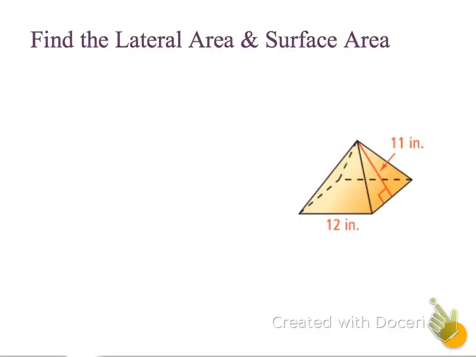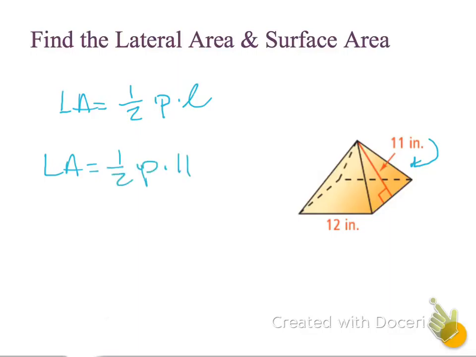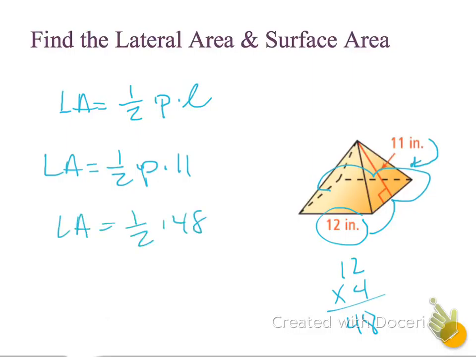Okay, so find the lateral area and surface area of this. So we said the lateral area was 1/2 times P times l. Okay, so l in this situation is that slanted height, so this is going to be l, so 11. 1/2 times P times 11. And then we need the perimeter of the base. So 12, but there are 4 different sides. So we need to take 12 times 4 to find the perimeter to get 48. So we got 1/2 times 48 times 11. So my lateral area is 264 inches squared. We're still talking about area, so make sure you label it inches squared.